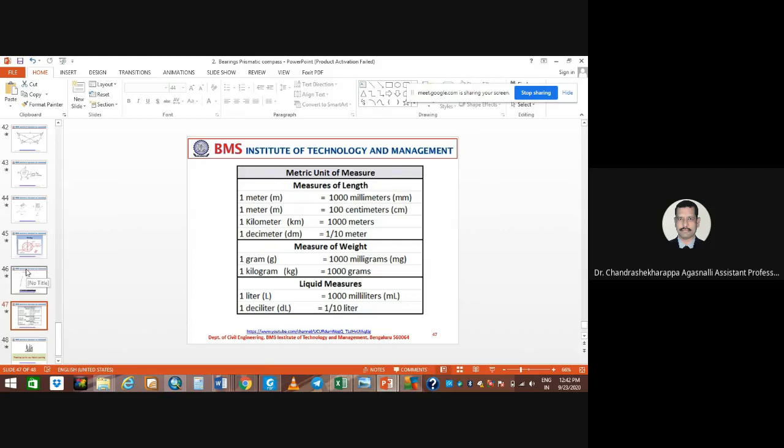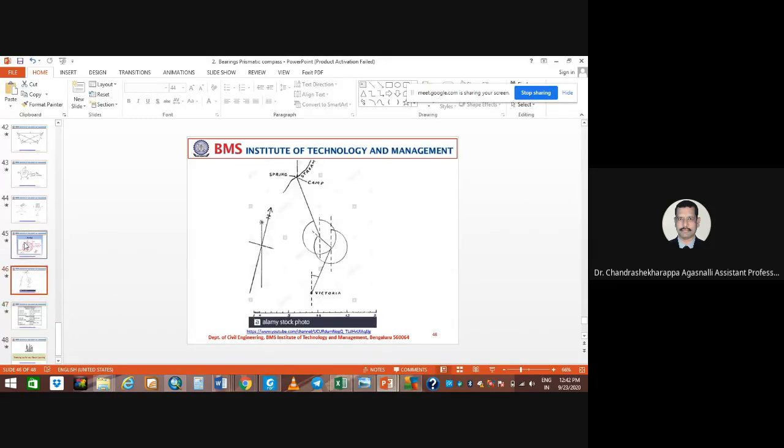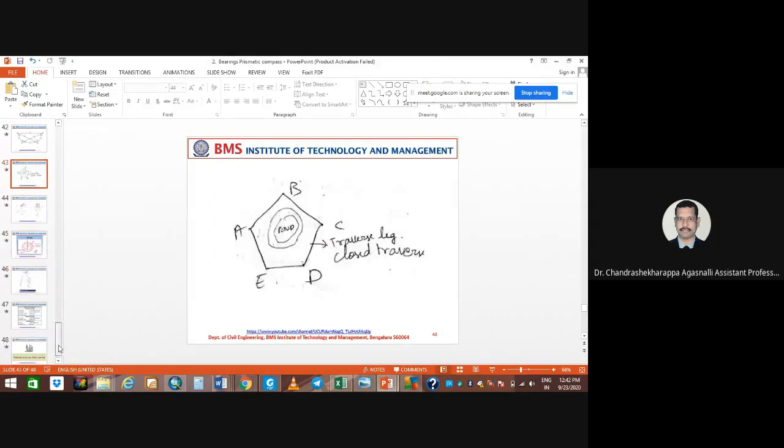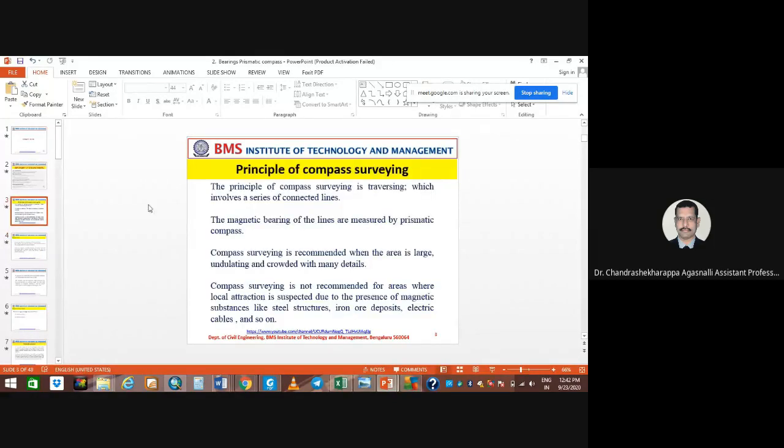Okay, these are some of the metric units. So 1 meter is equal to 1000 millimeters. So 1 meter is equal to 100 centimeters. 1 kilometer is equal to 1000 meters. 1 decimeter is 1/10 of a meter. So you know the basic measurements and the metric units, right? Okay. And these are all about the compass, what we are going to use, how we are going to use, and the principle of the compass, where we are using this, okay, right. And this is a basic one.